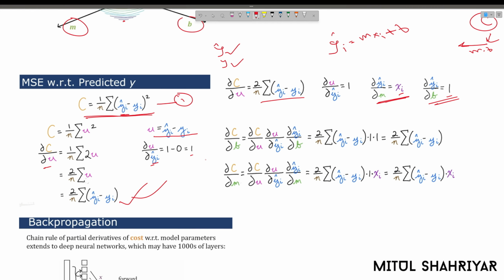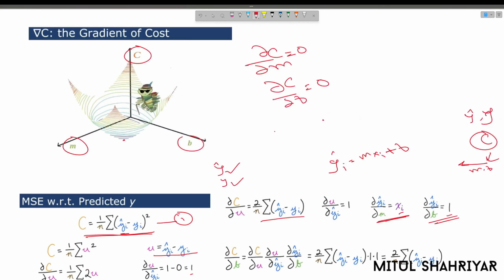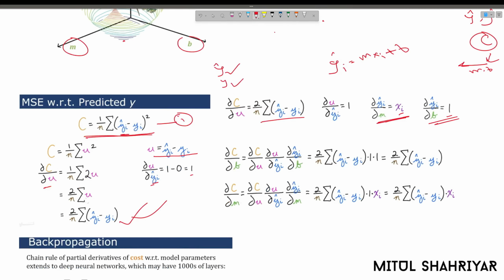Now the point is, as mentioned here, I mentioned dC by dm, to get the least value, obviously near 0, and dC by db, right? So we have dC by dm. Now we have obviously these two terms common, so we have created that and used that and we've got some sort of function. We are basically using the chain rule again, and for dC by db, again we've got something.